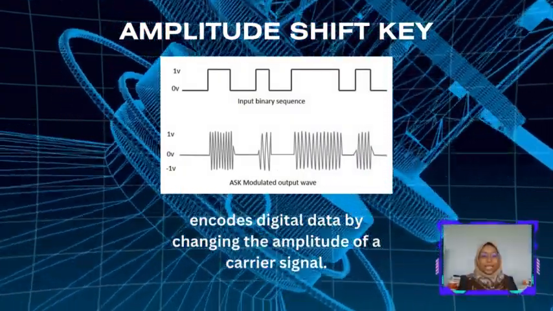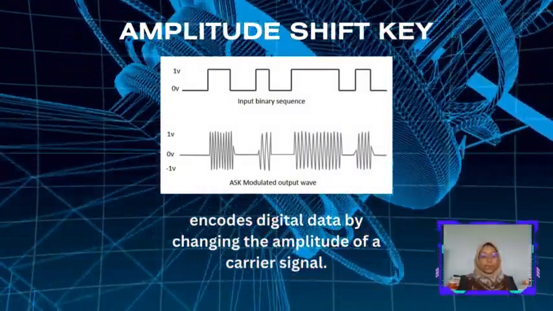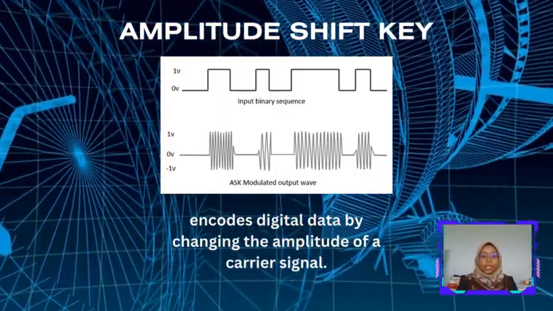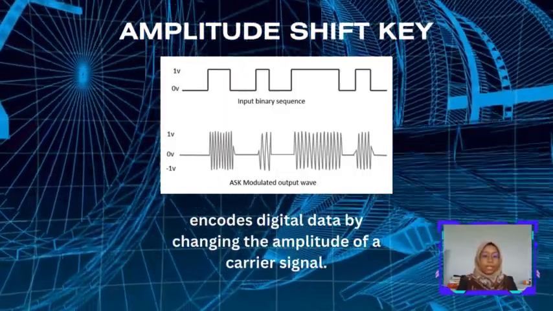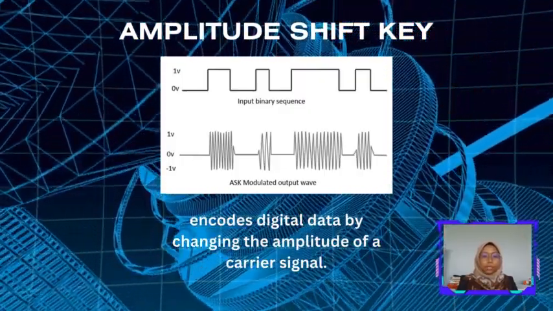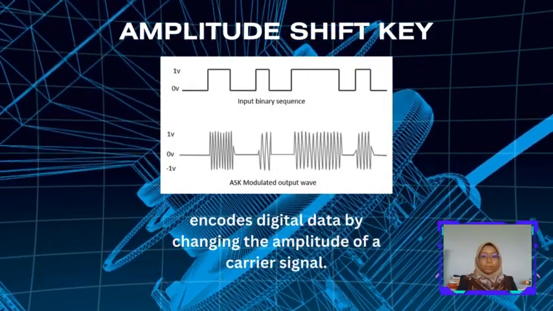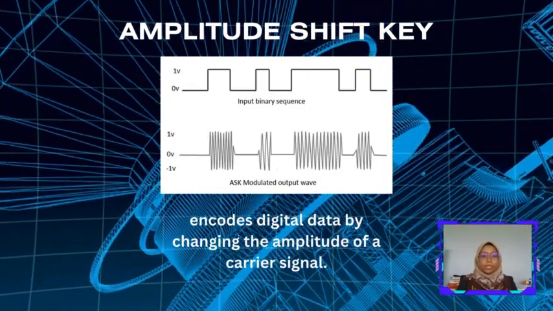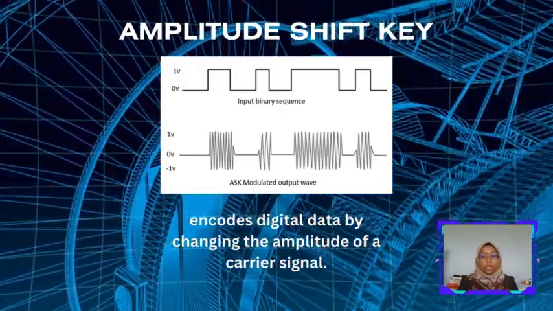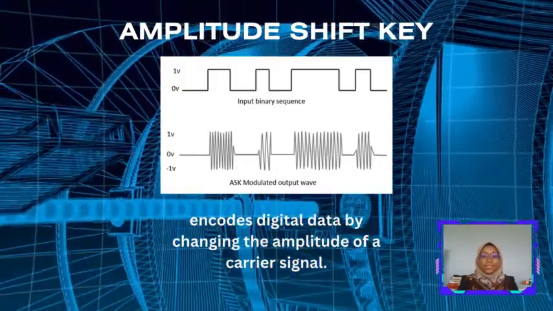The last method is amplitude shift keying, ASK. ASK encodes digital data by changing the amplitude of a carrier signal. ASK can use multiple amplitude levels to allow more than one bit to be transmitted in a single symbol, thereby increasing the baud efficiency. ASK is commonly used in remote controls and other basic wireless devices.